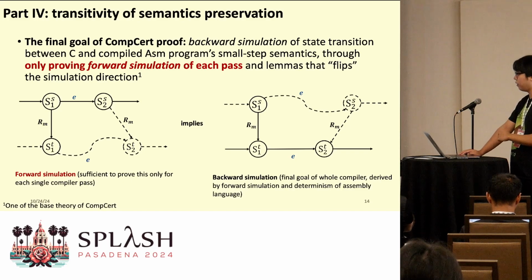existing result: the transitivity of semantic preservations. So in the whole project of CompCert, the final goal is to prove the backward simulation between the C program and the assembly program. But due to the determinism of the assembly program, the backward simulation can be derived from the forward simulations. So if we want to prove one pass of CompCert, we only have to prove the forward simulations. And the forward simulation is transitive.